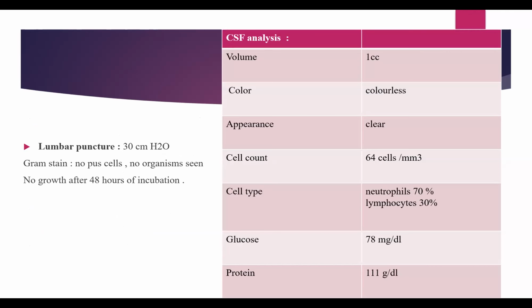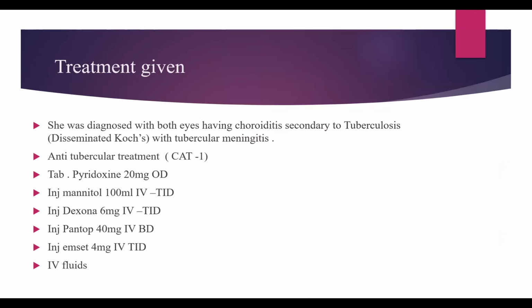Lumbar puncture was done. Opening pressure was 30 centimeter of water. CSF analysis showed normal composition with an increase in neutrophils. She was diagnosed with both eyes having choroiditis secondary to tuberculosis with tubercular meningitis, and was started on anti-tubercular treatment category 1, along with pyridoxine, injection mannitol, and fluids.